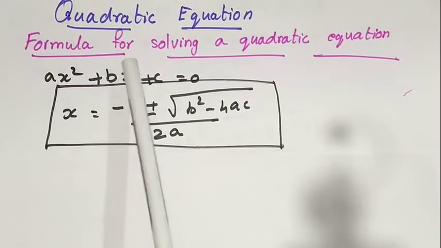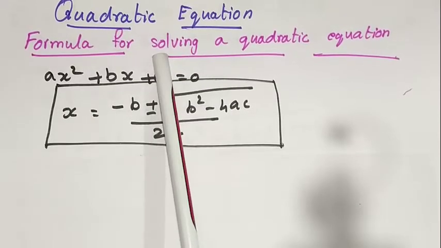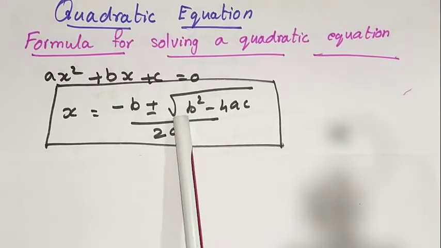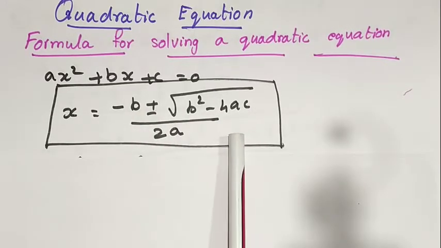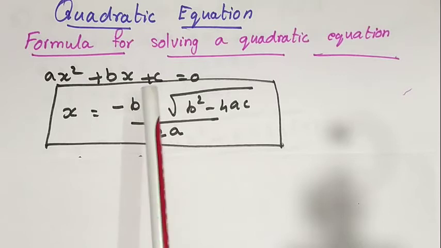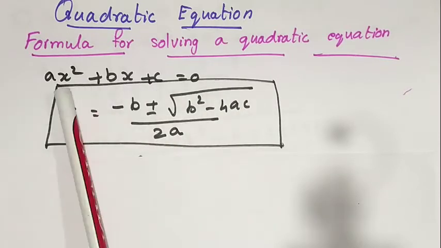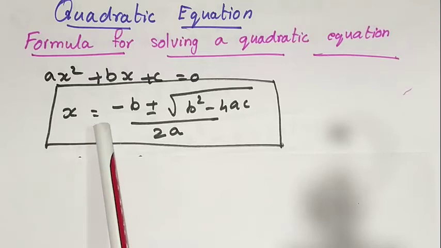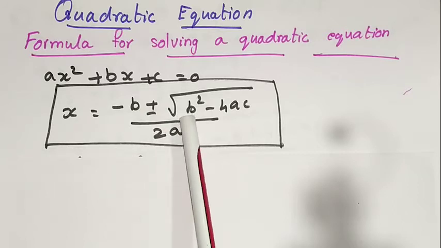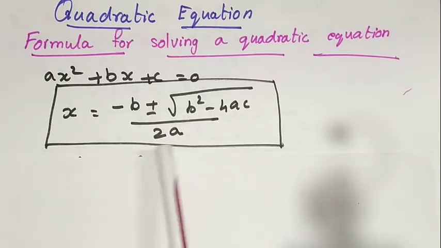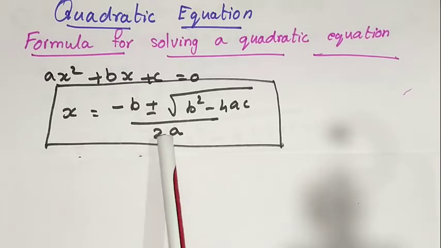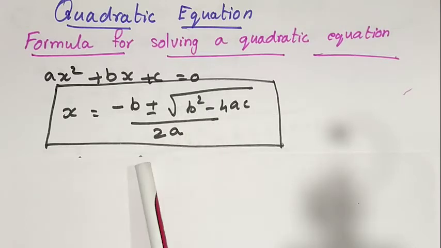Next, solving a quadratic equation by using formula. Formula for solving a quadratic equation. You remember I gave you a song. I taught you this formula with the help of a song. Yes, so if the general quadratic equation is ax square plus bx plus c equal to 0, here x is a variable. Therefore, x is equal to minus b plus or minus square root of b square minus 4ac over 2a. So, x is equal to minus b plus or minus square root of b square minus 4ac upon 2a.